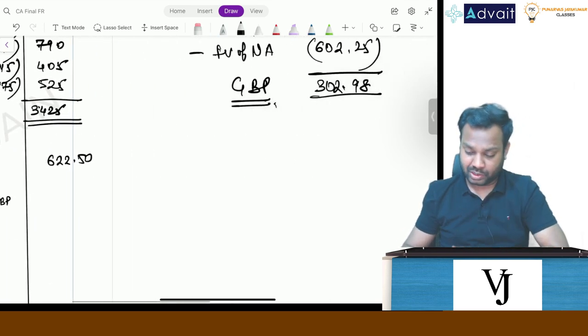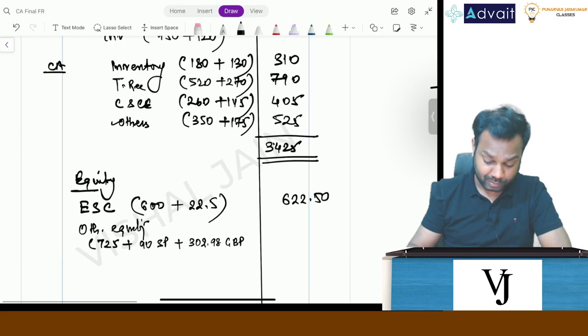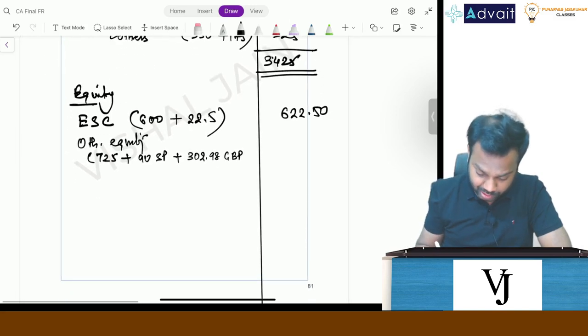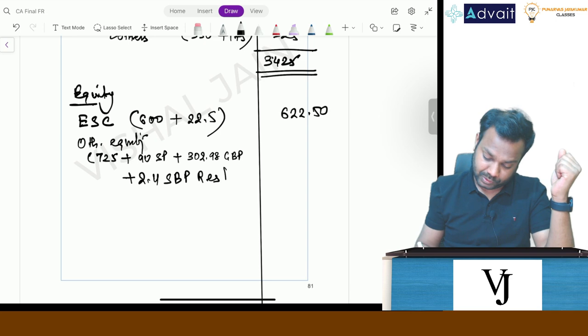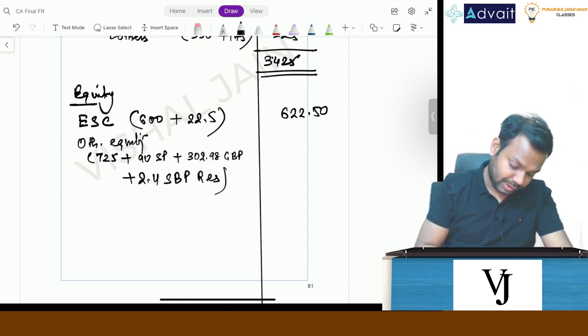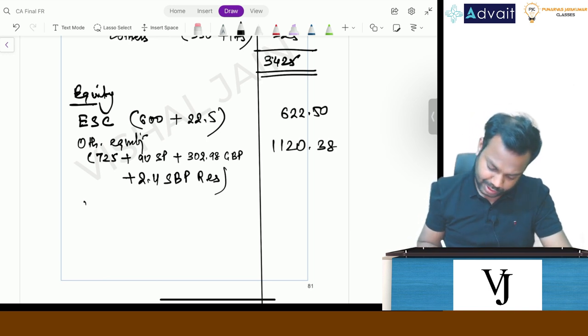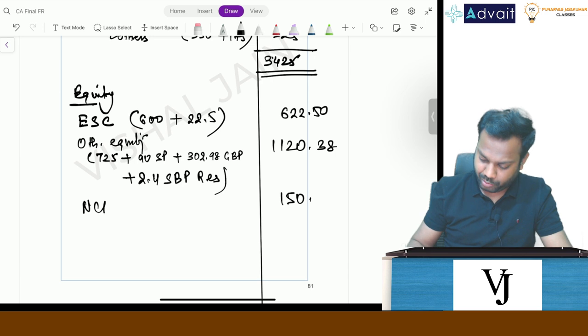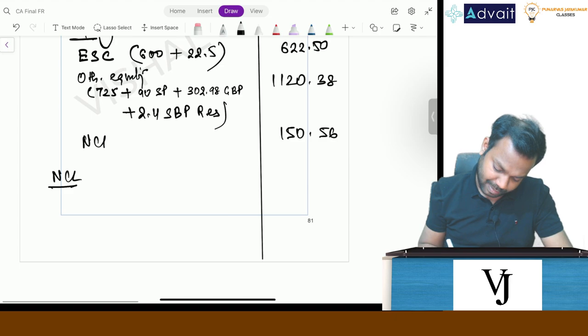Now what further, a minute. 2.4 is for SBP reserve, for pre-combination award SBP reserve, right? So let's add it up. It's 725 plus 90 plus 302.98 plus 2.4, 1120.38. Then comes NCI is 150.56, right? Now comes non-current liabilities.